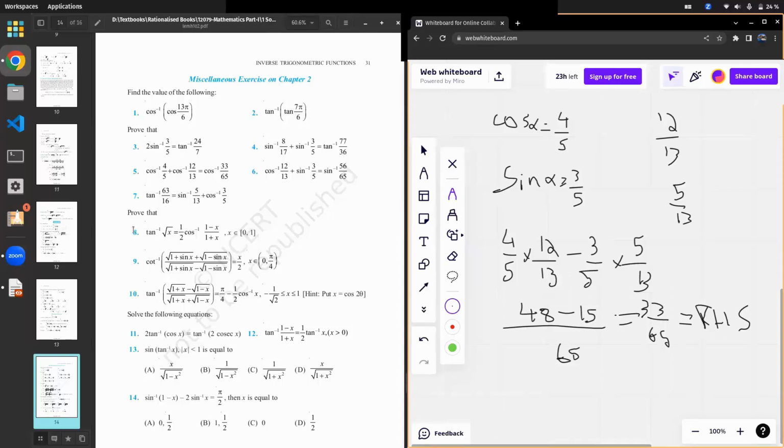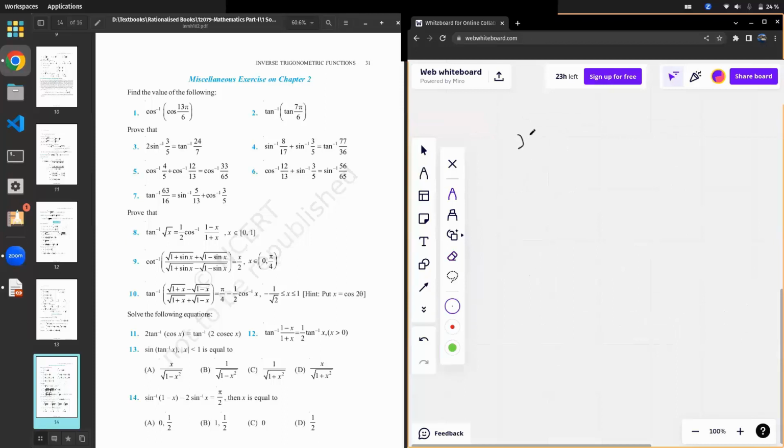So we move to the next question, which is 8. In this question, we have to prove that tan inverse of root x is equal to half into cos inverse of (1 - x) by (1 + x). For solving root x, we first simply substitute such that the simplification becomes easy. So to simplify root x, we will assume x is equal to tan squared theta for some theta, and we will proceed. So first our assumption is x is equal to tan squared theta.